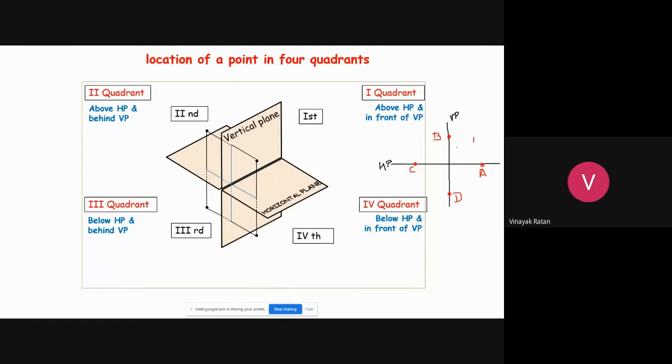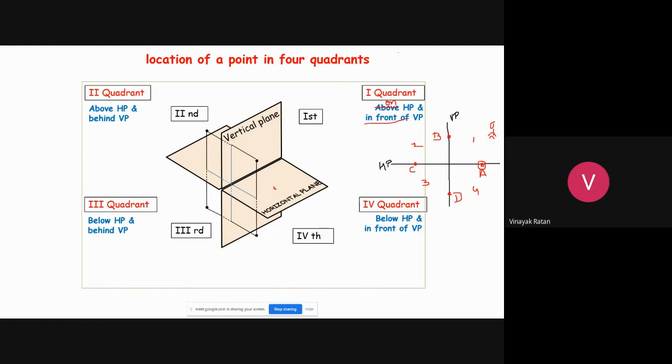So this is your first quadrant, this is your second quadrant, this is your third quadrant, and this is your fourth quadrant, depending on the observer standing here. Now let me first consider point A. The sentence will be: a point is on HP, instead of above HP. If a point is on HP and in front of VP, it means a point that is over here.